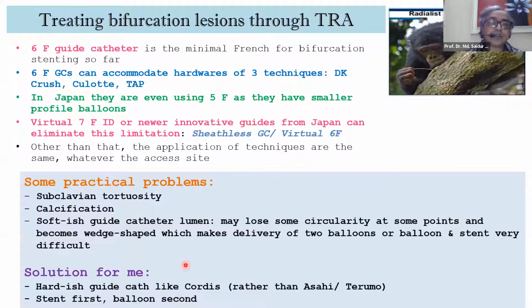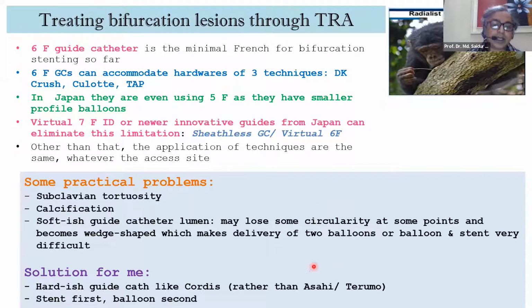And then the vascular access. As a radialist, obviously I prefer the transradial approach, and nowadays by transradial approach everything is possible except the older versions of the bifurcation techniques like crush or culotte or V stenting. In Japan nowadays, they are using 5 French catheters because they have smaller profile balloons and other wires, also 0.010 wire. They also widely use sheathless catheters. So the transradial approach is not a problem in the near future for any sort of bifurcation or technique.